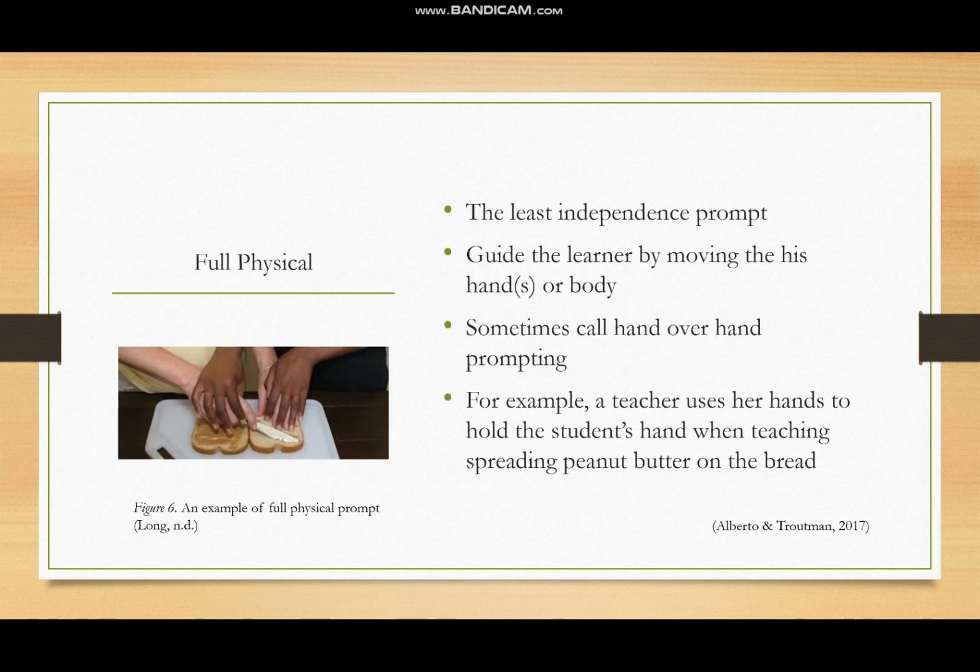Now we're going to talk about full physical. This is the least independent prompt because it requires the teacher to complete the whole task by having direct physical contact with the learner by moving his hands and body. It is also called hand-over-hand prompting. For example, when a teacher is teaching a learner how to spread peanut butter on a piece of bread, the teacher will place her hand on the learner's hand and use the knife to spread the bread together.